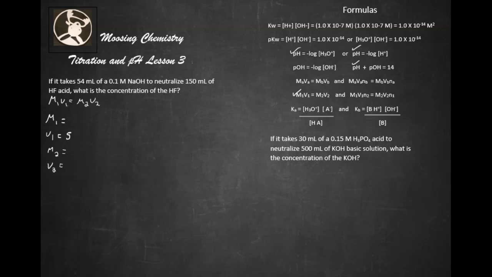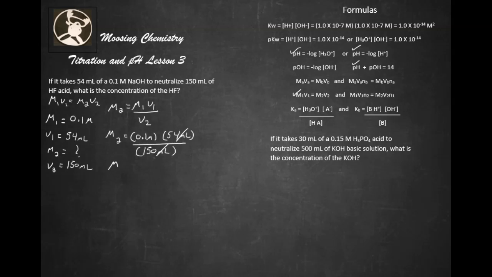So we have 54 milliliters here, 0.1 molarity there, 150 milliliters there, and we have no idea what M2 is going to be yet. So M2 isolated is M1V1 over V2. So M2 is going to be 0.1 M times 54 milliliters over 150 milliliters.